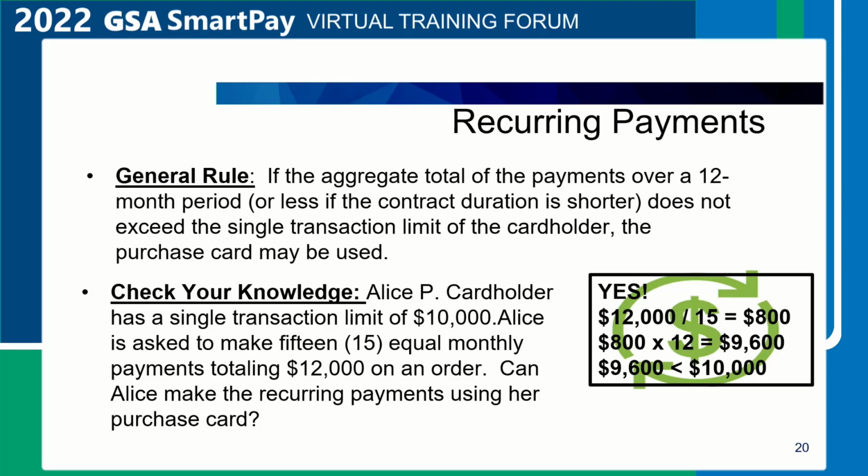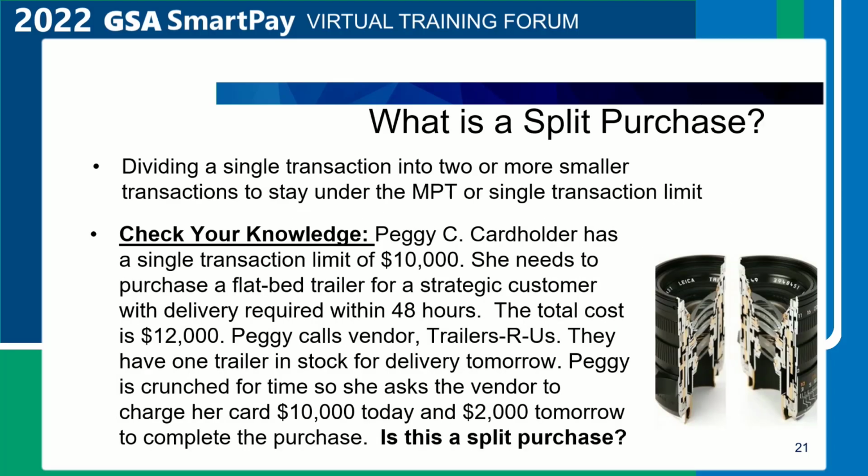Do not split payments to a single vendor between cardholders in order to circumvent the 12-month recurring payment guidance. And on that note, what is a split purchase? Splitting purchases is a prohibited practice with the card. What is considered splitting a purchase? Splitting a purchase is breaking a single transaction down into two or more smaller transactions to circumvent the cardholder's single transaction limit or to stay under the micro purchase threshold.